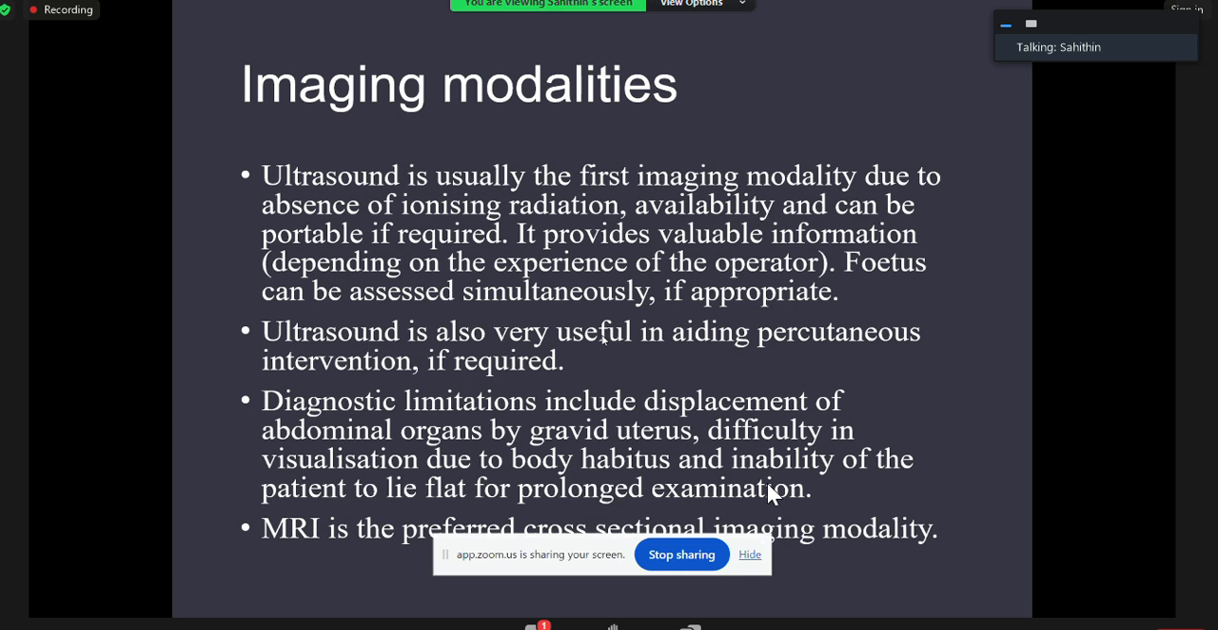So this is a limitation for all the modalities, but with ultrasound, sometimes we can take a break, ask the woman to lie on her left lateral side or put the bed up. It's not ideal, but at least we can do some modifications to help. So if the ultrasound doesn't give us the answer, then we go on to MRI.